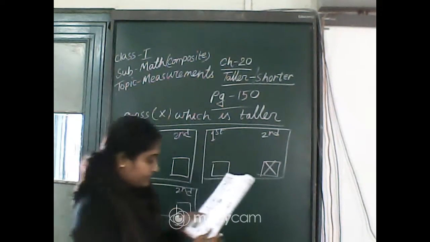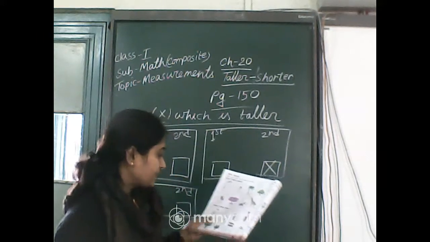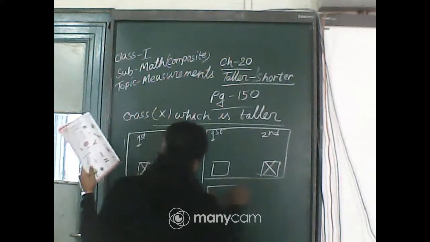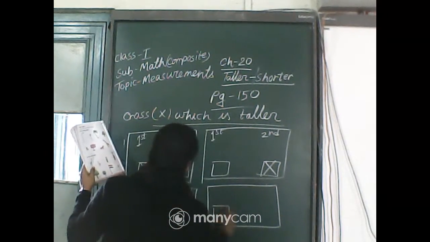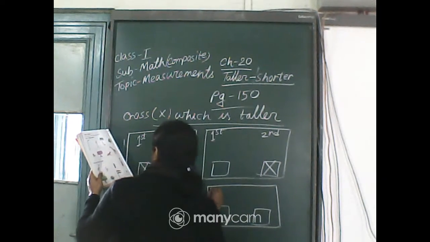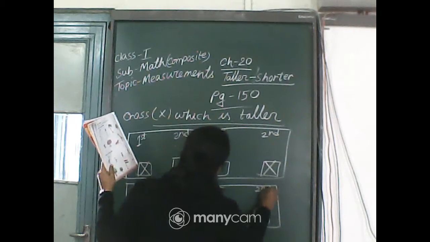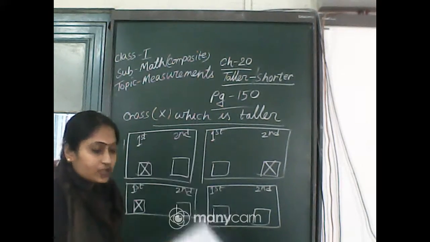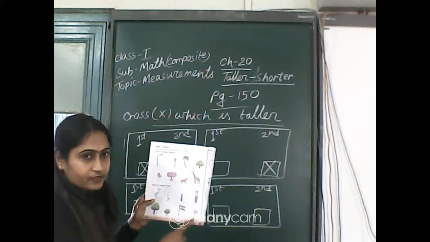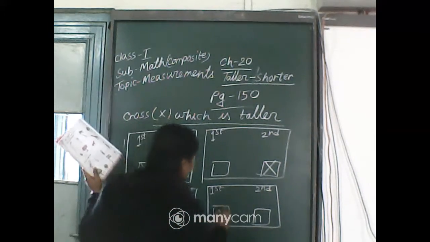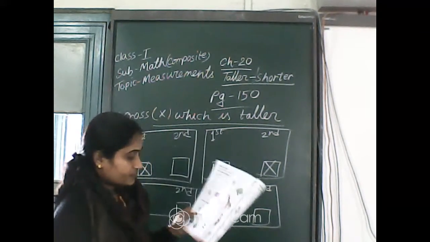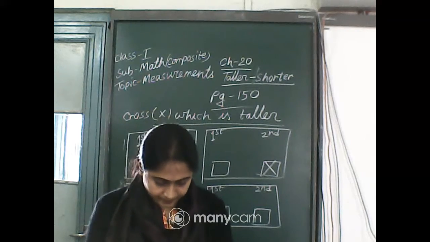So you all please put a cross on the first picture. Next is flag. The first one is taller and the second one is shorter. So you have to put a cross on which is taller. Which is taller, first one or second one? First. So please put a cross on the taller one.